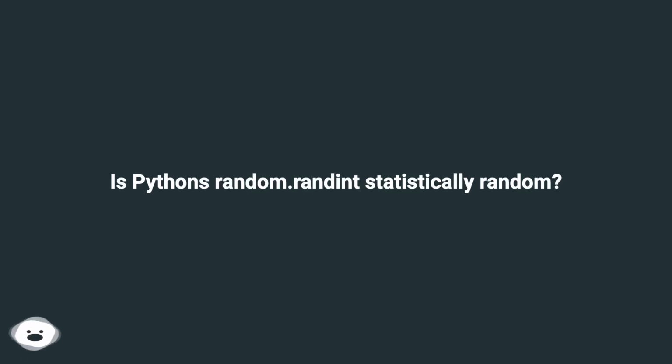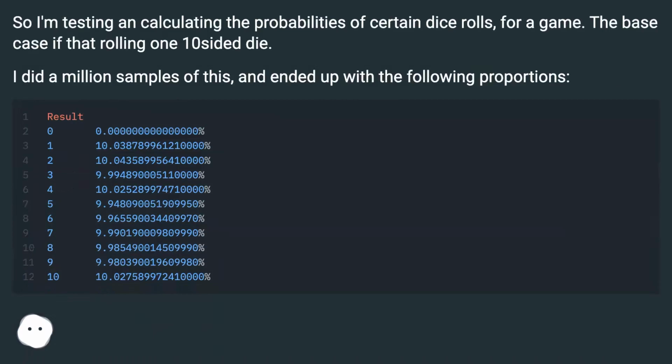Is Python's random.randint statistically random? So I'm testing and calculating the probabilities of certain dice rolls, for a game. The base case is rolling one 10-sided die. I did 1,000,000 samples of this, and ended up with the following proportions.